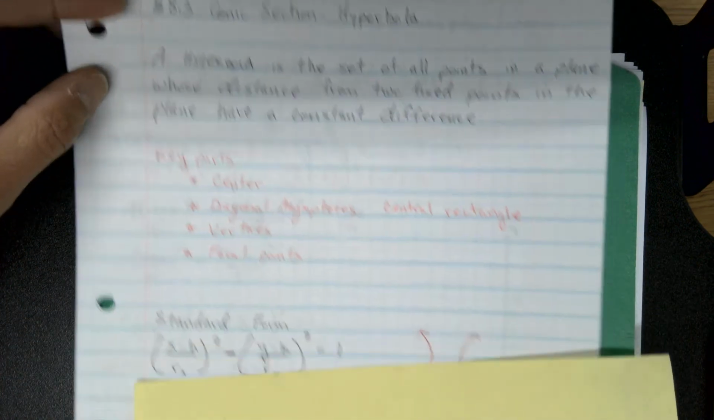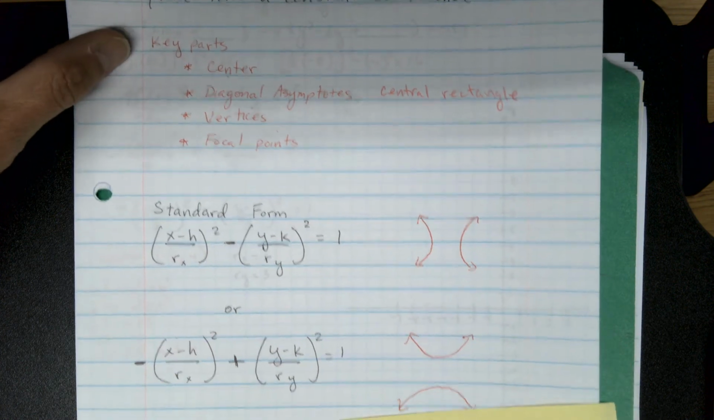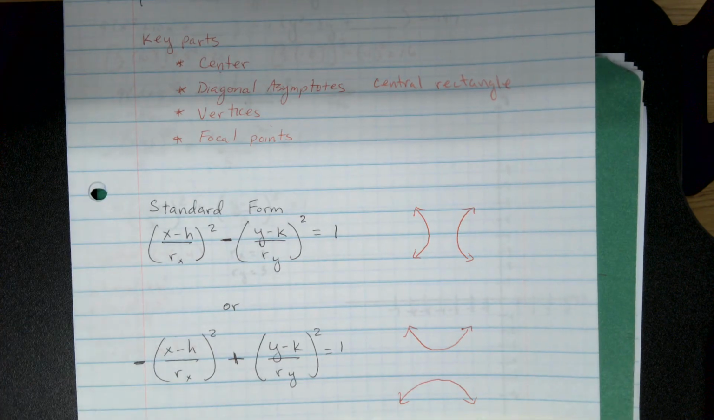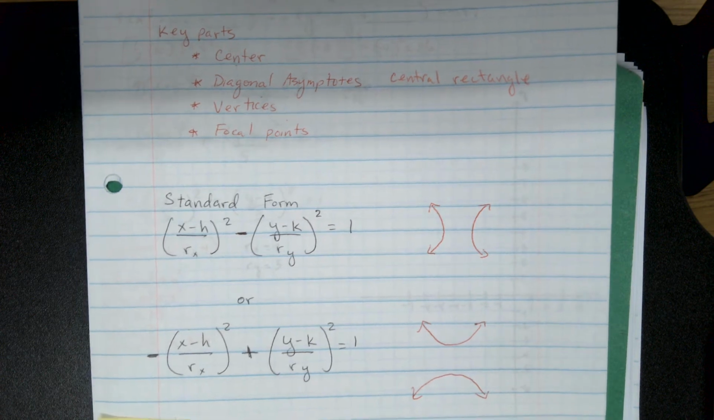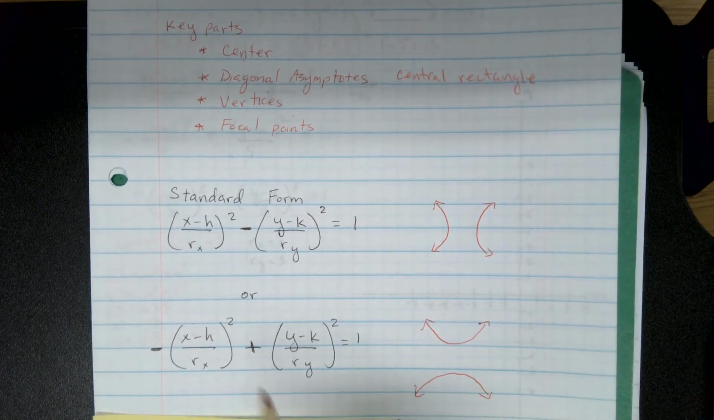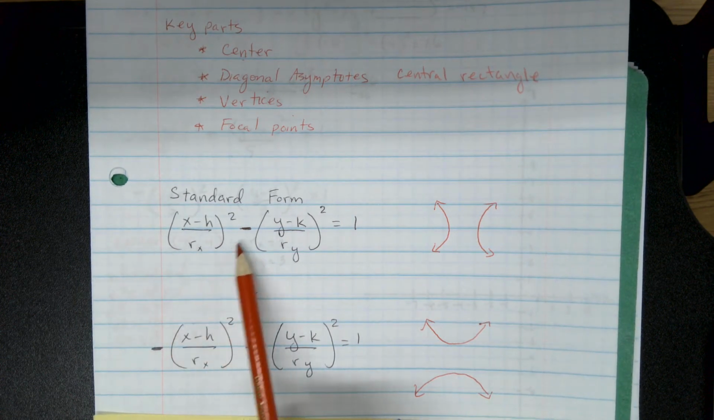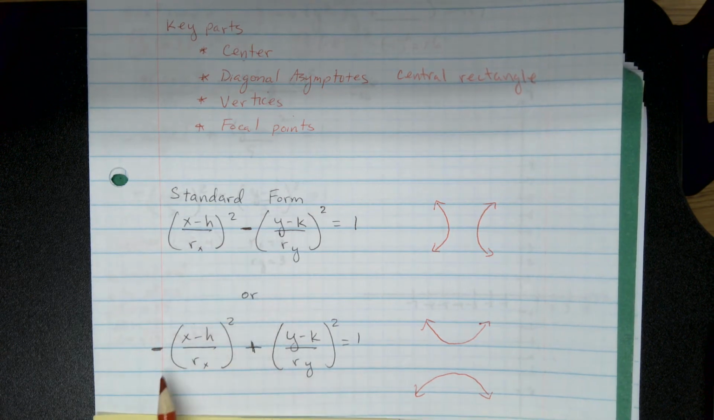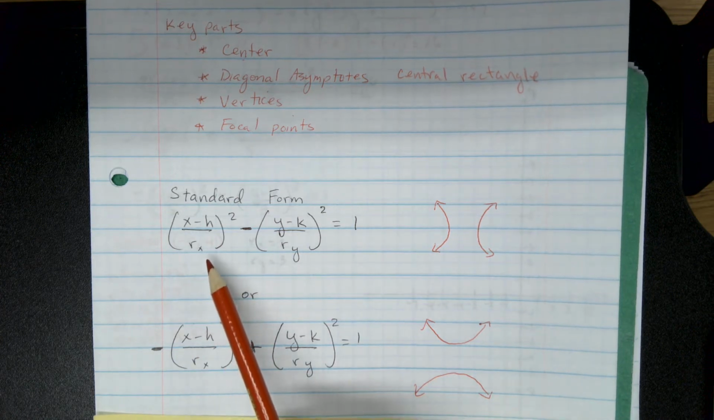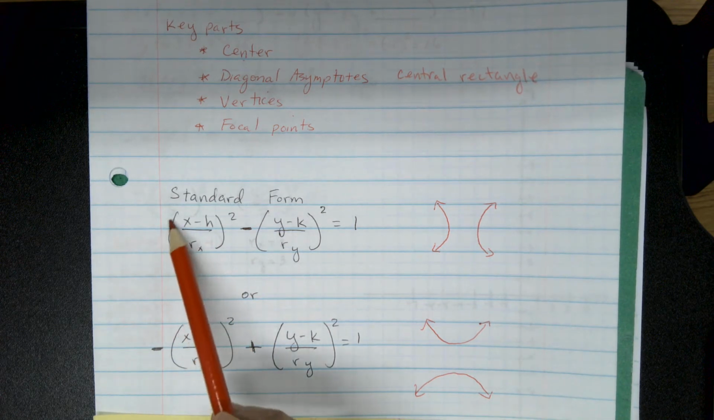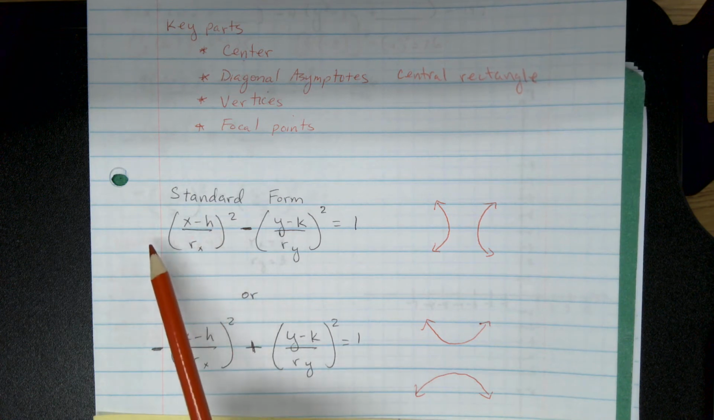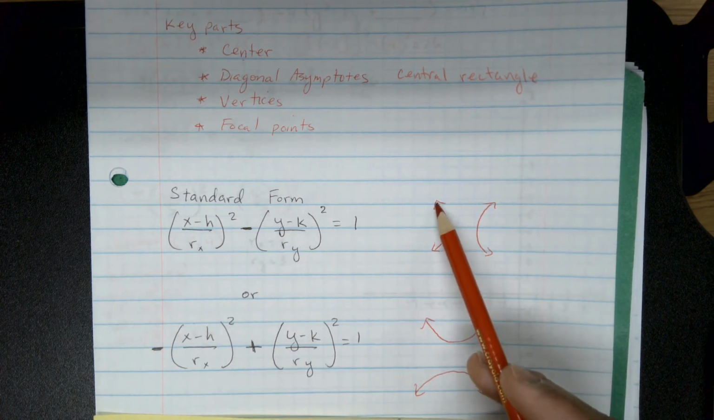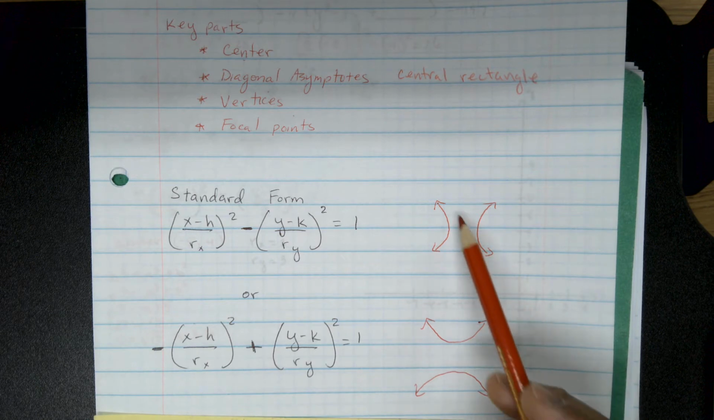All right, standard form for a hyperbola. It's similar to the ellipse, but the only difference with a hyperbola is that you're going to have one plus, one minus. So one positive, one negative. Here is one negative, one positive. If the coefficient of the x term is positive, the hyperbolas are going to open up sideways.